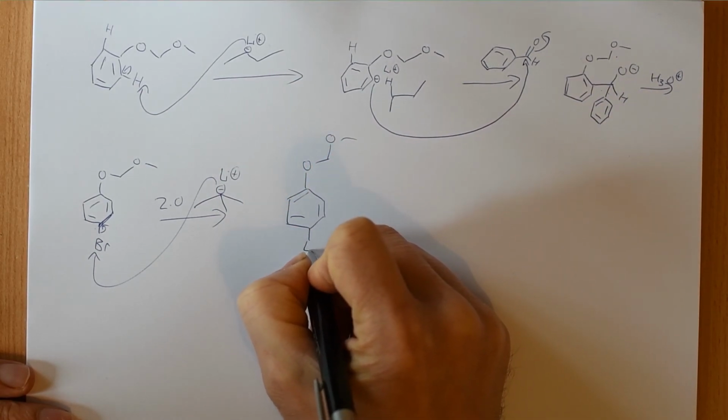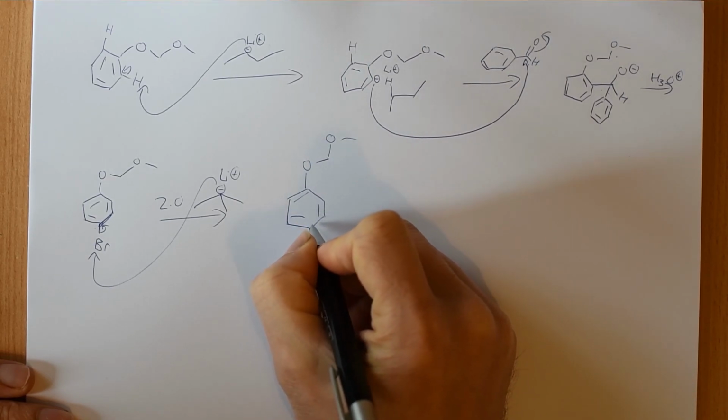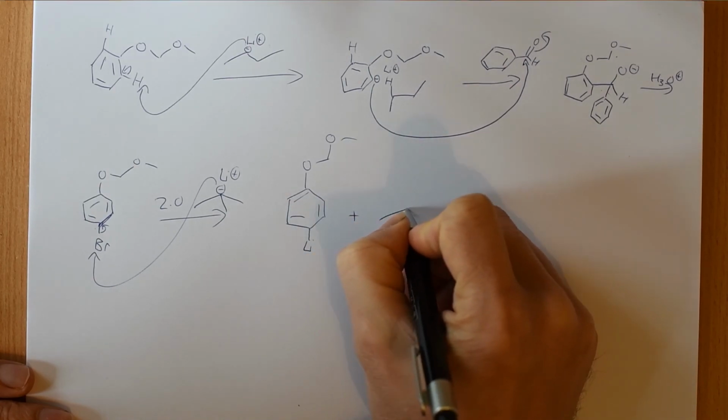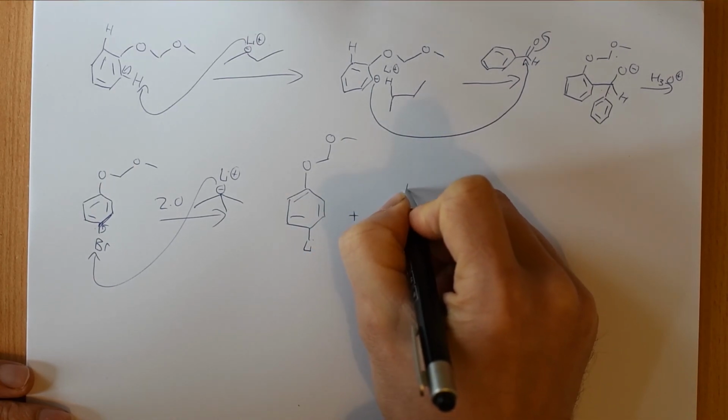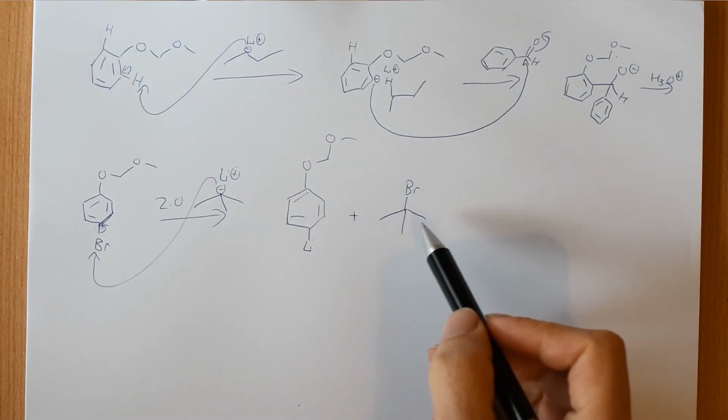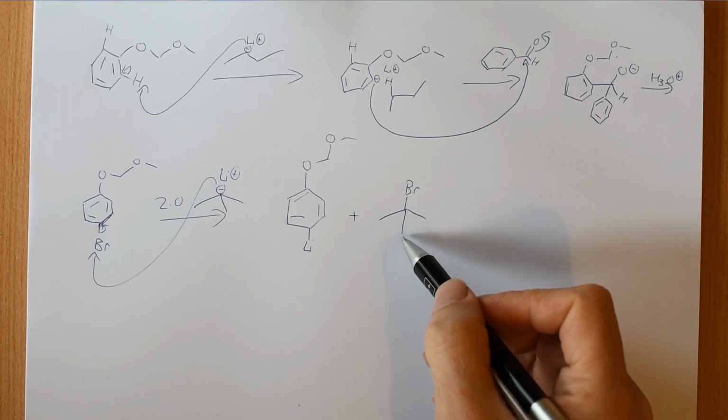And you make a carbon lithium bond. You can draw that out as the negative charge and the positive charge if you want. And you also have your tert-butyl bromide, or suppose 2-bromo-2-methylpropane.